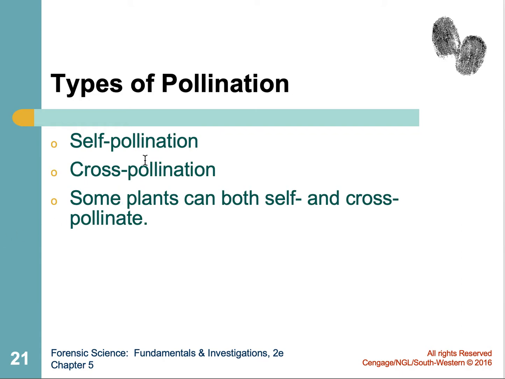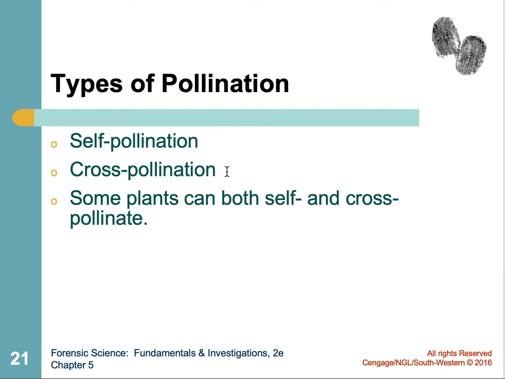Well, some can, and that's called self-pollination. Now, these plants are not going to be as useful in forensic botany because they don't release a lot of pollen. They don't have to. It's self-pollen. It doesn't travel as far, so they don't need to release a lot of pollen, and it's not as useful.